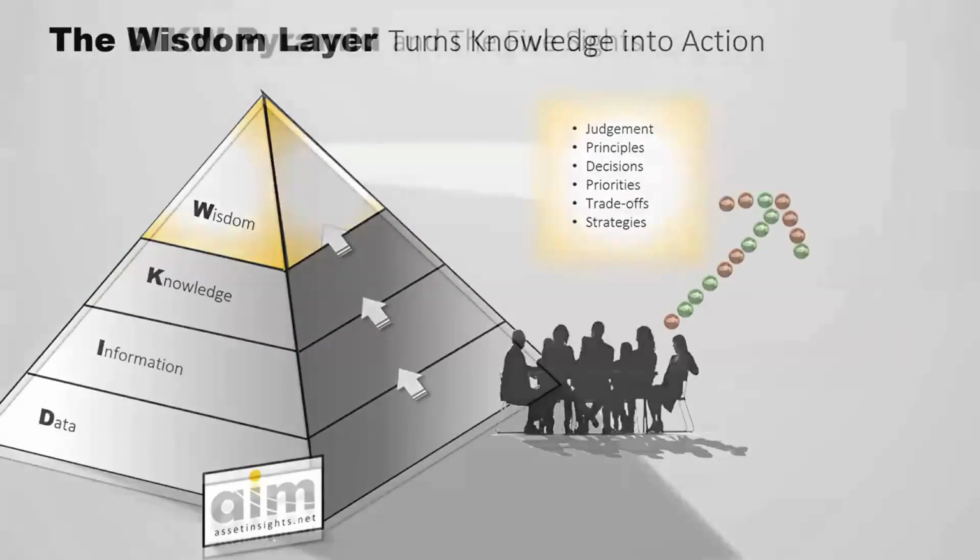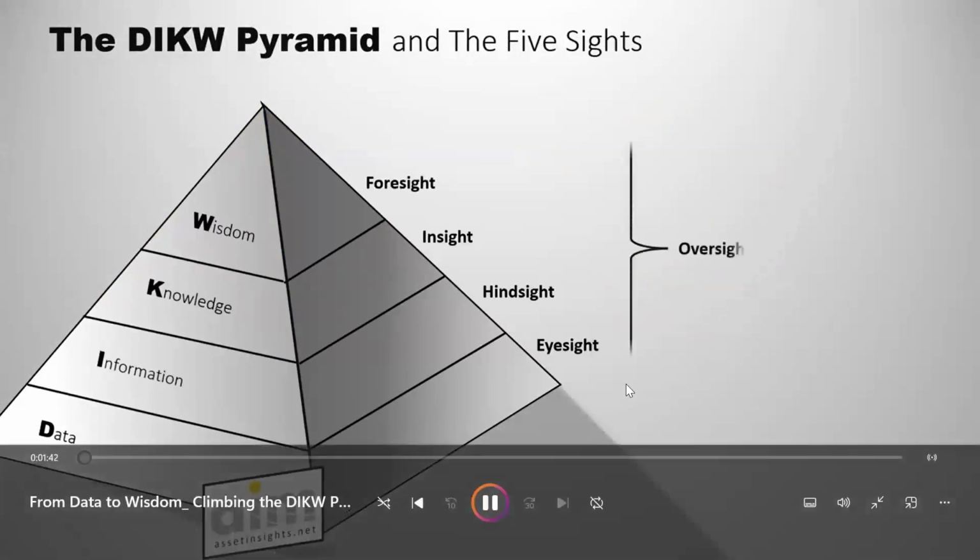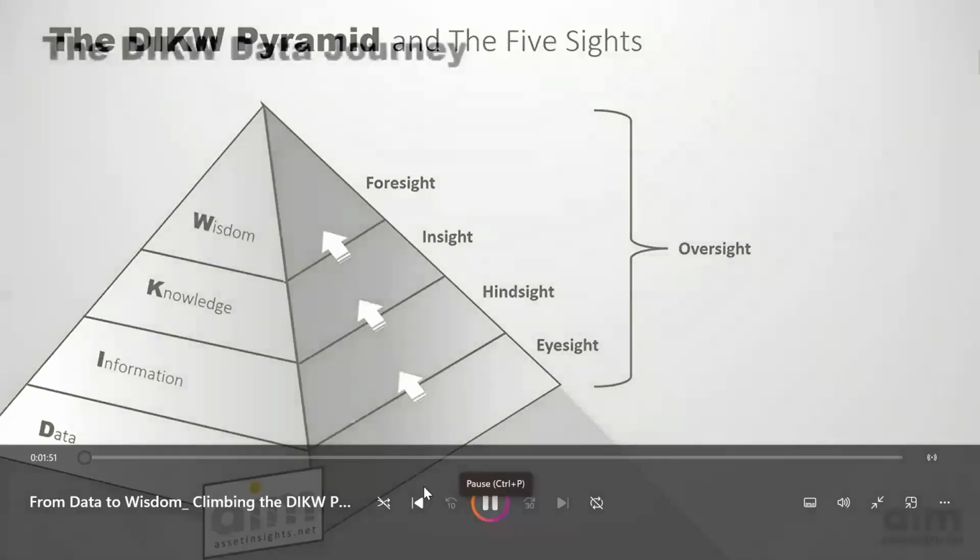Each layer sharpens our view of reality. At the base, eyesight helps us observe what is. Hindsight lets us look back and understand what was. Insight reveals why it happened. Foresight helps us anticipate what could happen next. And oversight, that's the discipline that keeps it all aligned and accountable. The higher we climb, the clearer our vision becomes. So you can see here from there.